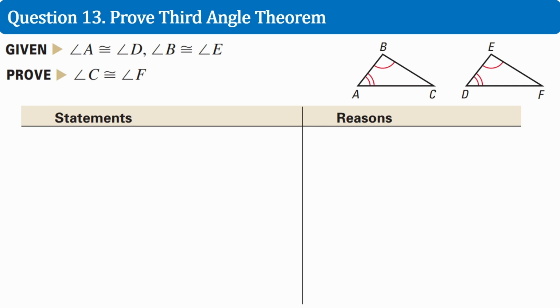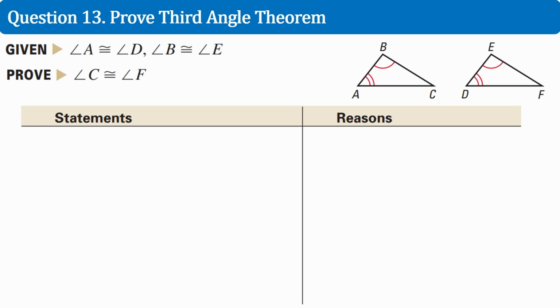Question 13 asks us to prove the third angle theorem. Here you are given these triangles and you're given that angle A is congruent to angle D. We can note that by the two red curves. And angle B is congruent to angle E. We could note that by the one curve. Now the question asks us to prove that angle C is congruent to angle F, right?